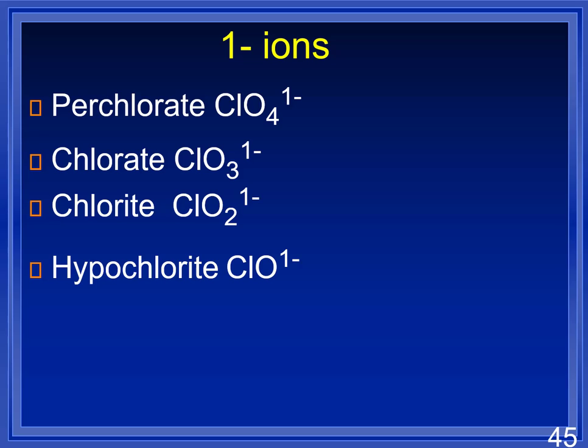Hypochlorite is the polyatomic ion in bleach. Bleach is sodium hypochlorite. That's what bleach is. And the prefix per means 1 more oxygen. So chlorate has 3, so perchlorate has 4. Oxide is O2-. Peroxide is O2, 2-. 1 more oxygen, same charge.